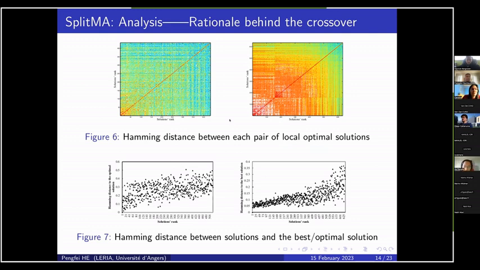Furthermore, we also carried out experiments to analyze the rationale behind the GX crossover. Indeed, this crossover can totally inherit all common edges from high-quality parent solutions to offspring solutions, while it can also introduce some diversity by assembling non-common edges. Look at Figure 6. We can easily find high-quality solutions share more common edges. So this property provides evidence that our crossover can inherit more useful information from parent solutions to offspring solutions.